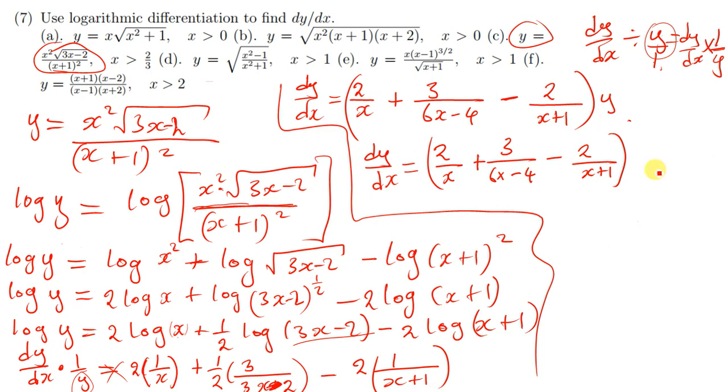So the value of y, we replace it back there, which is just going to be x squared root 3x minus 2, everything divided by x plus 1 squared. So this is how you differentiate using logarithmic differentiation.